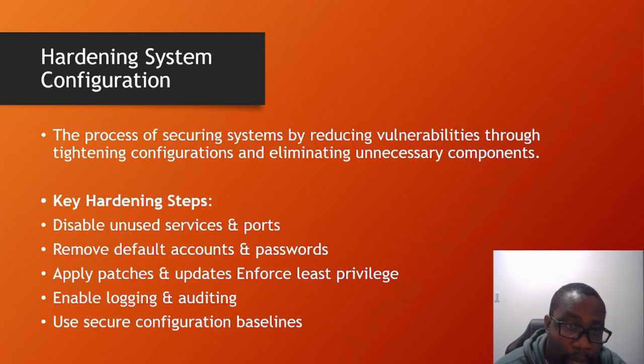So the first thing that we're going to talk about when it comes to secure endpoint management is hardening system configuration. Now, hardening system configuration is the process of securing systems by reducing vulnerabilities through tightening configurations and eliminating unnecessary components. The key steps in hardening system configuration are disabling unused services and ports, removing default accounts and passwords, applying patches and updates, enforcing least privilege, enabling logging and auditing, and using secure configuration baselines.